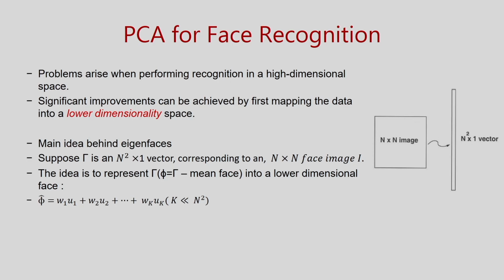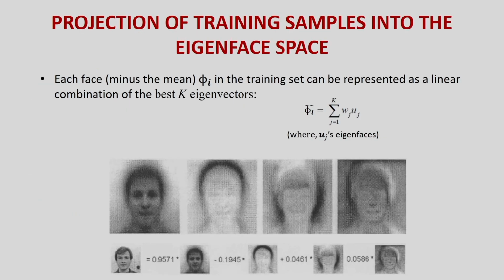For this I can apply PCA for face recognition. This is my input image, an n by n image, which I can consider as an n square by 1 vector. The original face minus the mean face, the average face, can be approximately represented like this, because I am only considering k number of bases, expressed in the low dimensional space. Each face minus the mean in the training set can be represented as a linear combination of k eigenvectors. This is the representation.